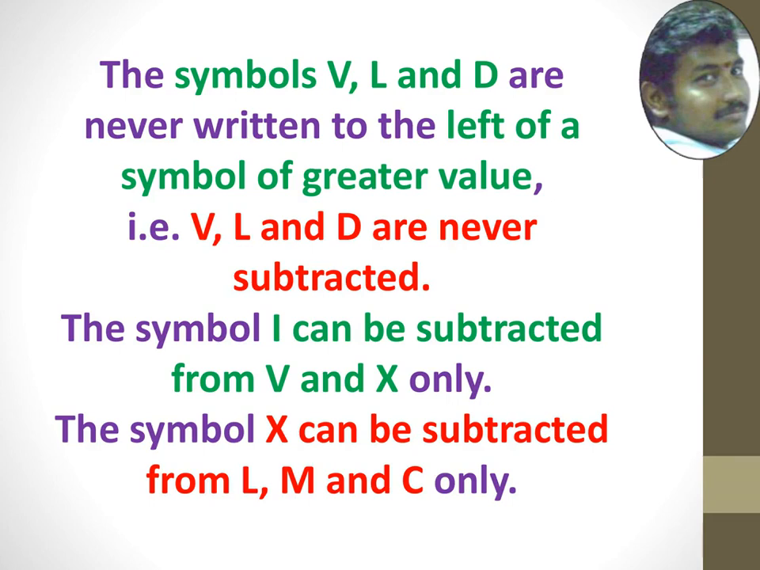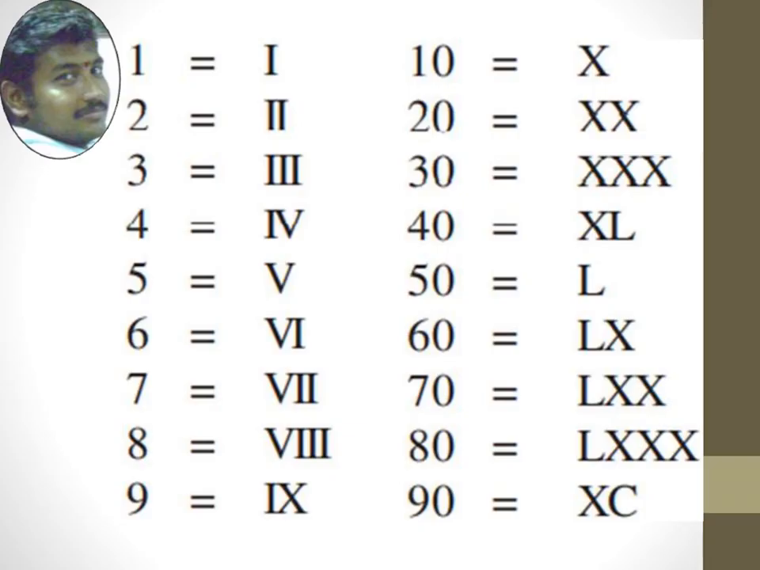The symbols V, L and D are never written to the left of a symbol of greater value. V, L and D are never subtracted. The symbol I can be subtracted from V and X only, and so on. You see, a few values are given for you.